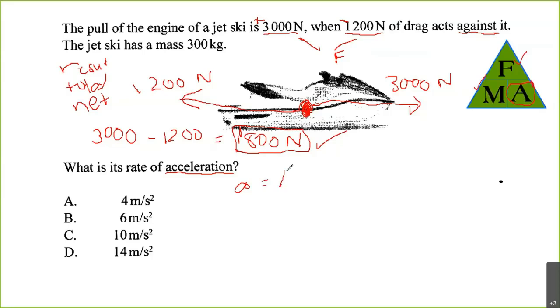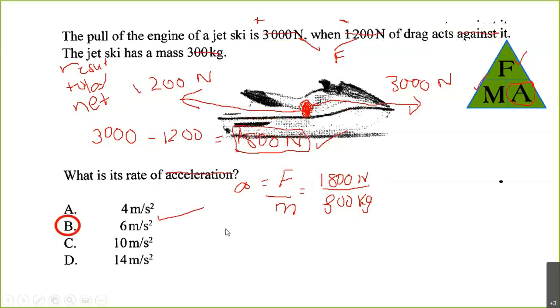So if I rearrange my formula, I find the acceleration is force divided by mass. Well, the force is what we just calculated, 1800 newtons, divided by the mass, which we're told is 300 kilograms. So when we work that out, 1800 divided by 300, we're going to get 6 meters per second squared.